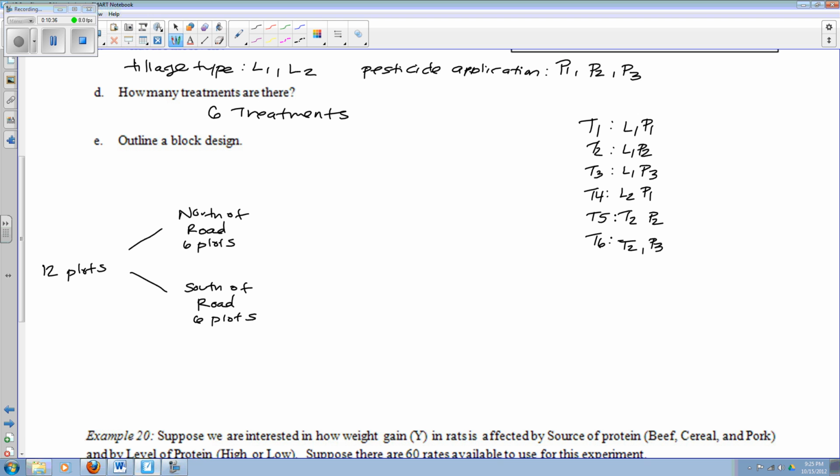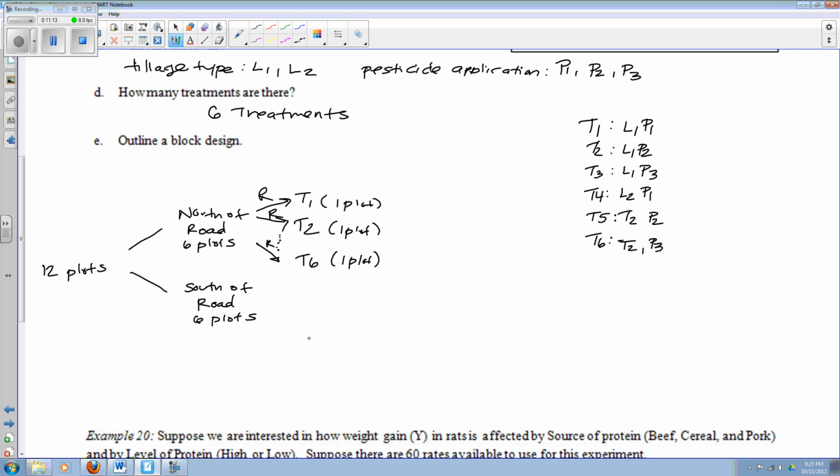So of the 6 plots in the north, we are randomly going to pick like the first one to go to a treatment. Okay, randomly assign one of those to treatment 1. So I'm going to put the R for random. Randomly assign them to treatment 2. And I'm just going to do it here. And randomly assign to treatment 6. And so here we're just having one plot for each of these, so that all 6 plots are assigned to a different treatment.